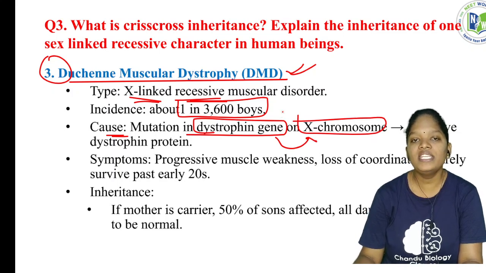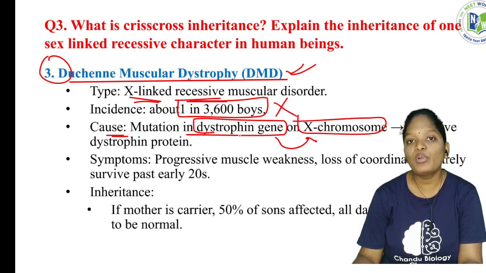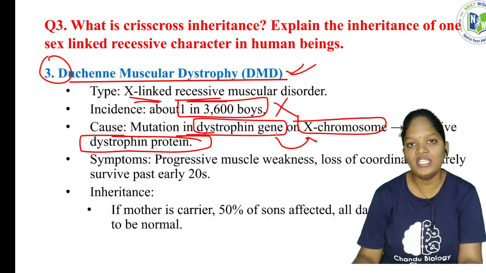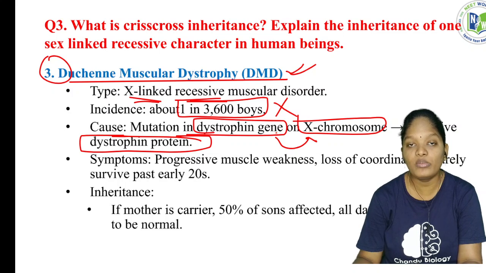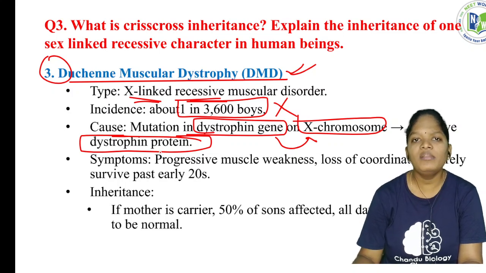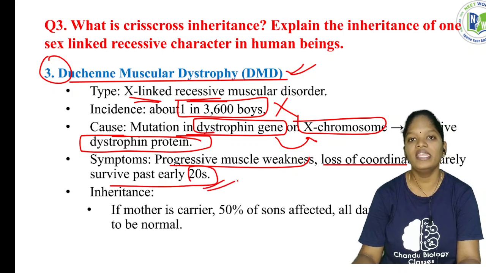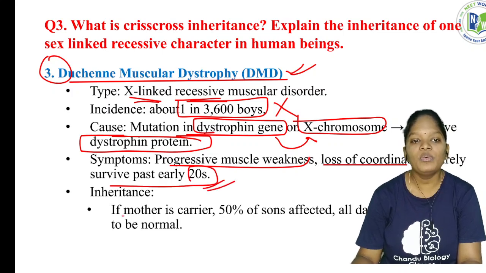If the dystrophin gene is affected or mutated, there is a problem in synthesizing the dystrophin protein. If there is a defective dystrophin gene, definitely there will be defective dystrophin protein formation. What will be the symptoms? Progressive muscle weakness and loss of coordination, and they rarely survive past their early 20s.